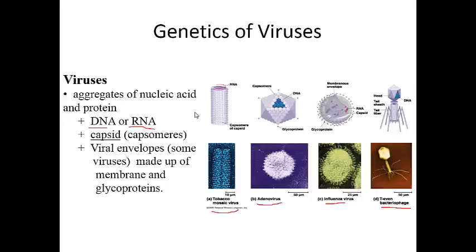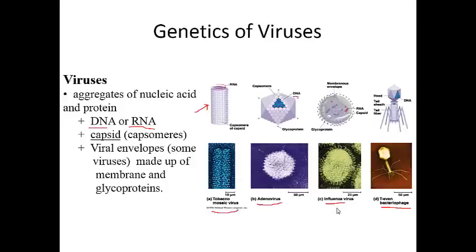The protein coat, you see right here, is called the capsid, and the capsid is made up of proteins called capsomeres. You can see that each virus has its own characteristic shape. You can see that the tobacco mosaic virus looks like a cylinder, and its genetic information is made up of RNA. Here you see the adenovirus. This is the type of virus that causes the common cold, and its genetic material is made up of DNA.